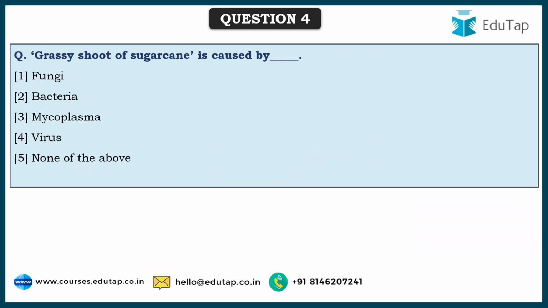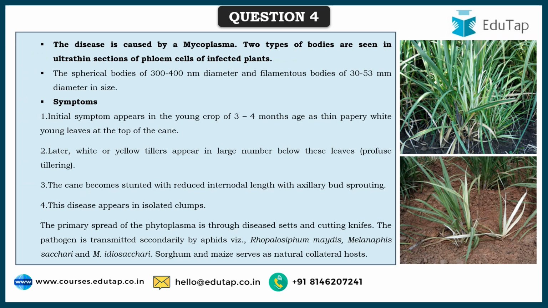So friends, here comes the next question. Grassy shoot of sugarcane is caused by mycoplasma. So friends, the disease is caused by mycoplasma, the grassy shoot. As you can see here, profuse tillering can be observed, very less internodal length can be seen, and it doesn't look as if it's a sugarcane plant. If you see, you will think that oh, it's a grass. That's the reason for the name grassy shoot.